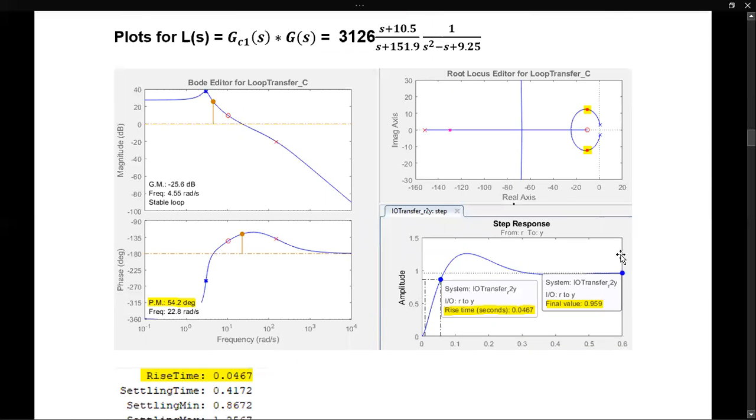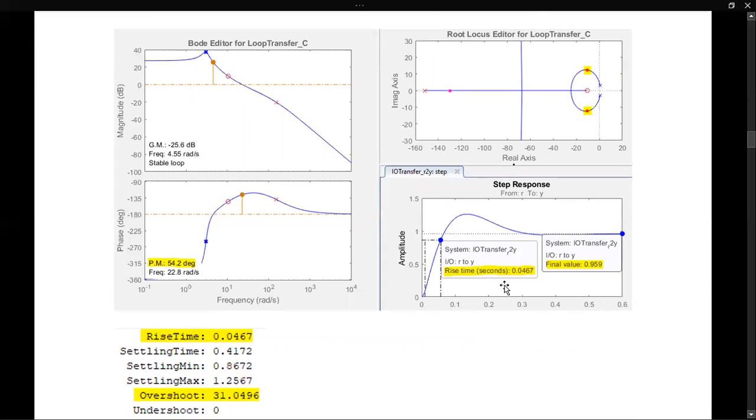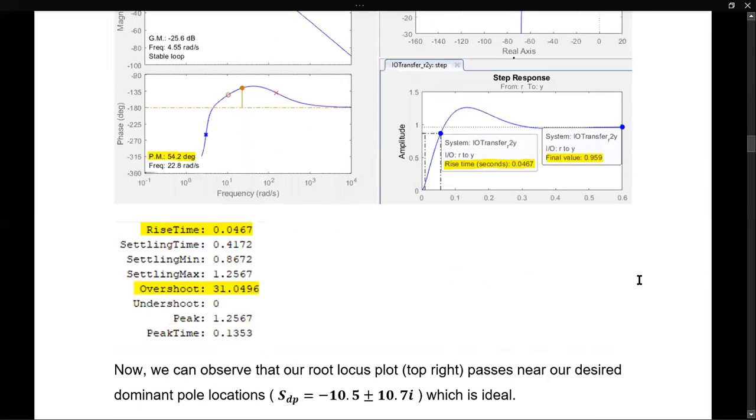Now the step response shows us that the rise time is equal to 0.046, which is less than 0.15, meeting the requirement. And our final value is 0.959, which gives us the steady state error equal to 1 minus that, which is roughly 0.04, meeting our requirement of less than 0.1.